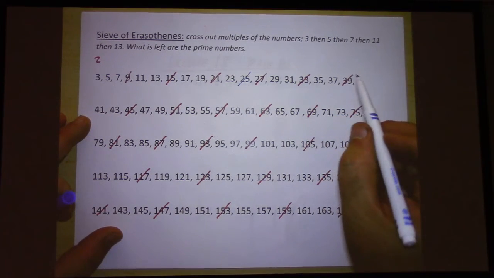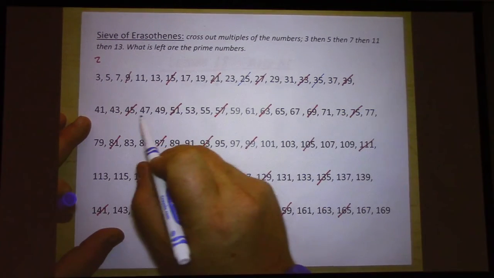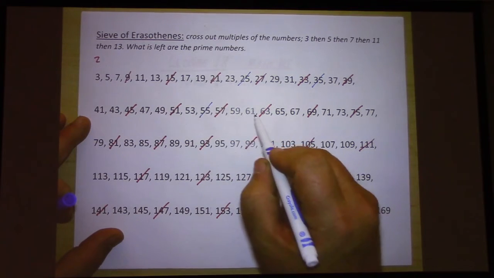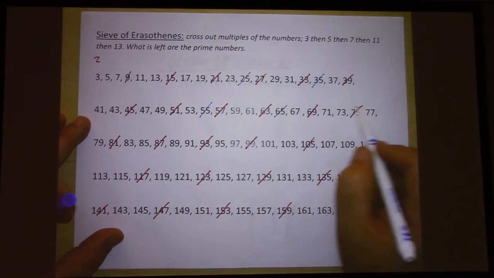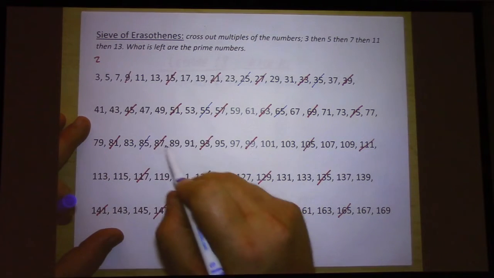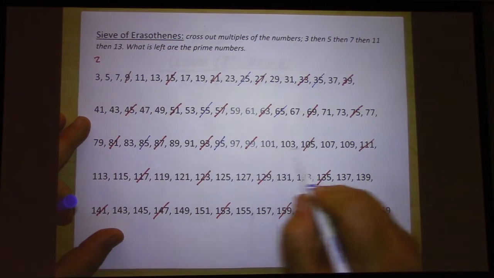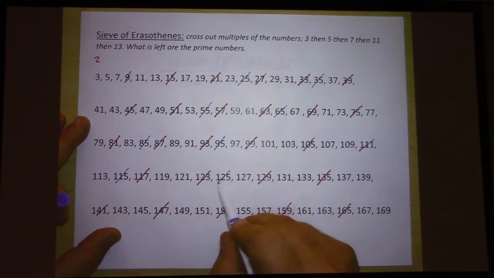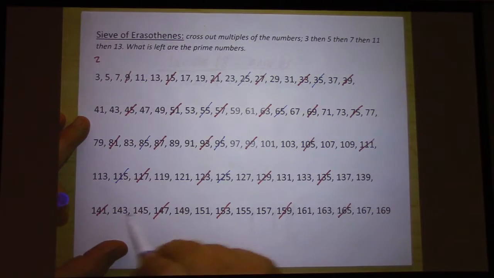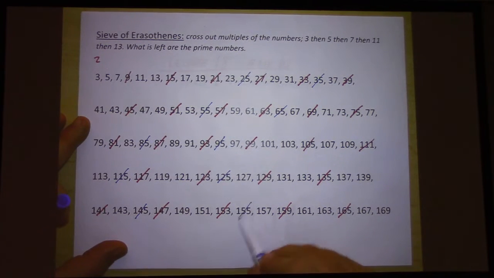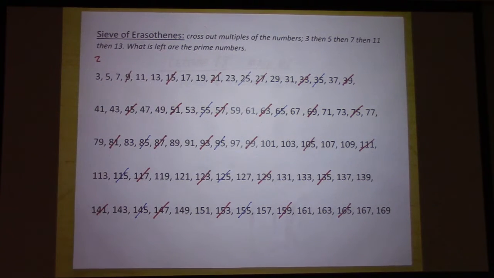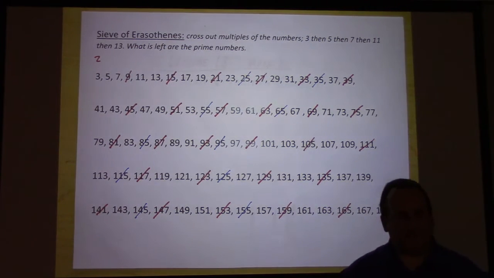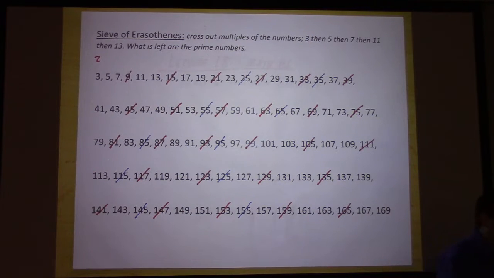30, 35, 40, 45, 50, 55, 60, 65, 70, 75, 80, 85, 90, 95, 100, 105, 110, 115, 125, 145, 155. All right, so there you go. That's all the multiples of 5, right? You notice that some of those multiples were already gotten rid of because they also were multiples of 3, right? Okay, so what's up next?